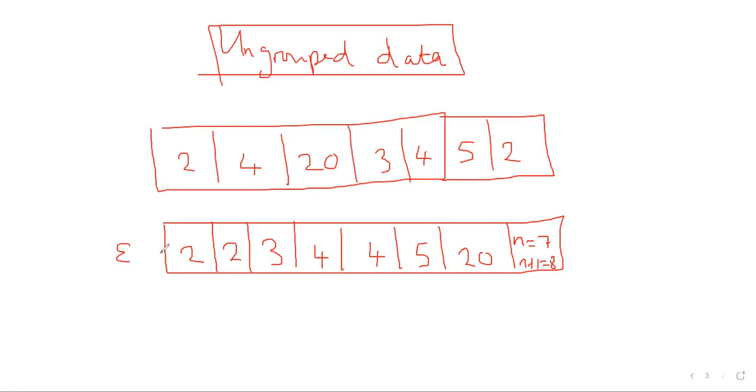Square each of these ones here. So these are values of x. Maybe we can square this individually. So this is 4. This is 4. This is 9. 16. 16. This is 25. And this is 400.